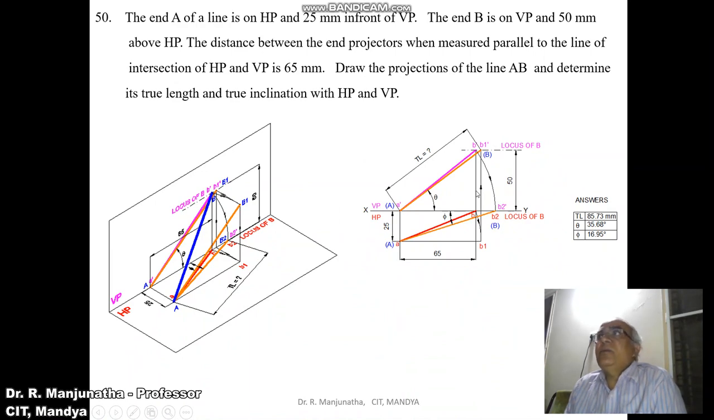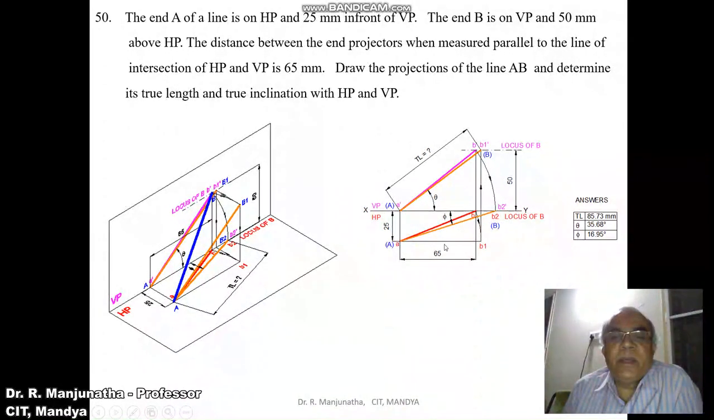Now we need to find out the true length. With A as center, taking the radius of AB, by using the compass, you draw an arc such that B is also in front of VP by 25 mm. So it will be in line with AB1. So you mark this point as B1. So AB1 is parallel to VP, so that means it is in front of VP by 25 mm. Once this line is parallel to VP, its corresponding front view will be in true length.